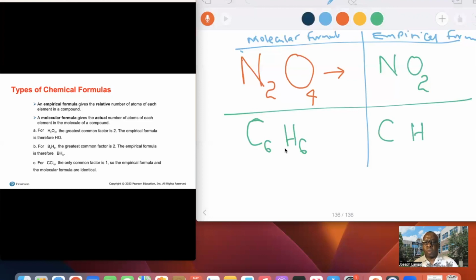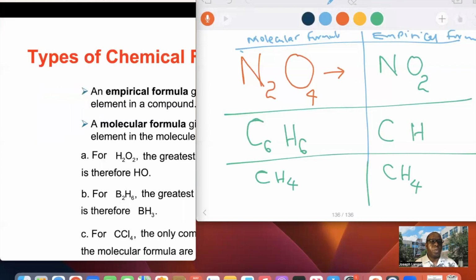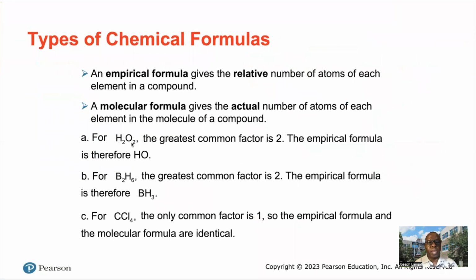It's not that all compounds have a different empirical formula from the molecular formula. Sometimes the empirical formula can be the same as the molecular formula. For example, there is nothing going to change here. CH4 is not going to change. You can't simplify any further. You cannot have a fraction, okay? Please take note of this empirical formula. If you divide by 2, you have HO. Here, this is dividing it by 2. CCl4, the only common factor for this is 1.